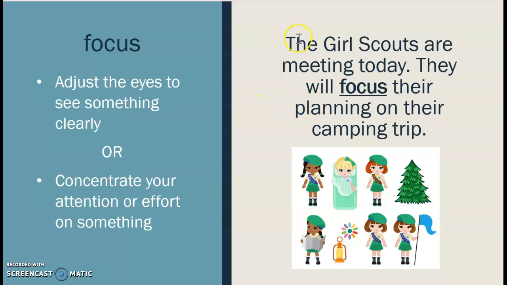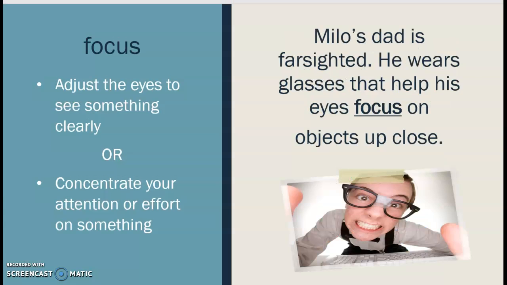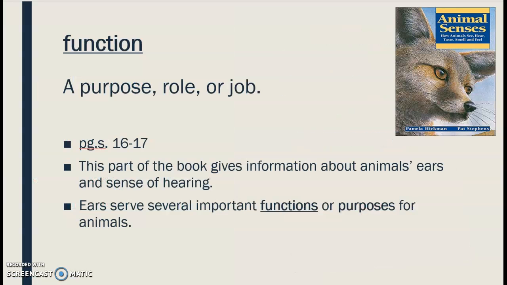Take a look at this example. The Girl Scouts are meeting today. They will focus their planning on their camping trip. How is that word being used? Is it adjusting your eyes to something, or is it concentrating your attention? Right, it's concentrating your attention on something. Take a look at this example. Milo's dad is farsighted. He wears glasses that help his eyes focus on objects up close. Great, so now we're talking about adjusting your eyes to see something clearly.